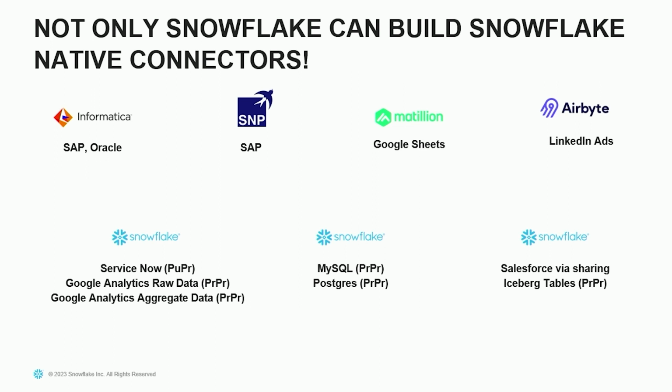Informatica, SAP, and Oracle. So those four connectors will join some of the connectors that we developed on our own. For example, ServiceNow, which has been in public preview for a few months already. People love this experience because it's easy. Google Analytics raw data and Google Analytics aggregate data connectors that we announced at this summit are going to be in private preview very soon, as well as database connectors, MySQL and Postgres, both in private preview coming out soon. And last but not least, Salesforce integration via sharing using Iceberg tables, in private preview.